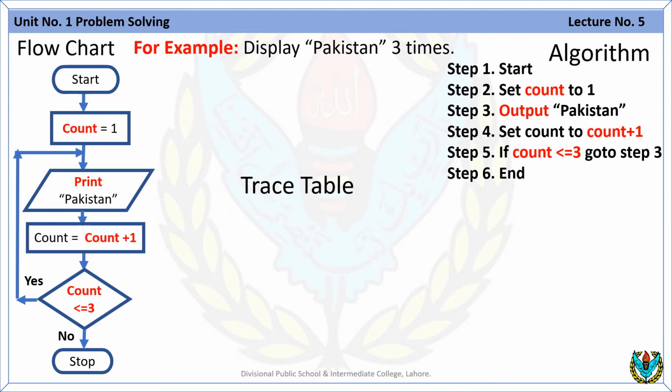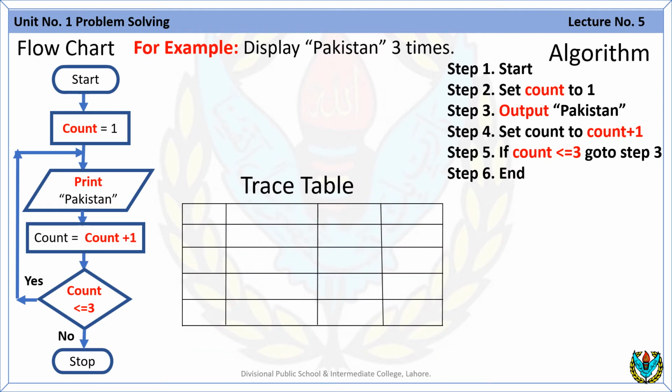We write highlighted variable names in each column header like count, count equal count plus 1, condition, count is less than or equal to 3, and output. By following the steps of flowchart and algorithm, we will fill this trace table. As you can see, at first stage in the first column we are taking variable count as 1, and without validation we are going to print Pakistan as output the first time.